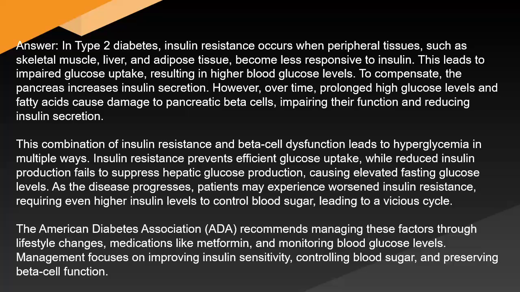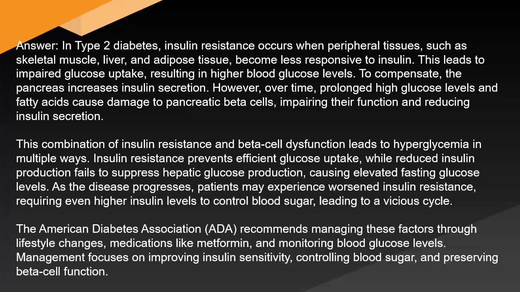To compensate, the pancreas increases insulin secretion. However, over time, prolonged high glucose levels and fatty acids cause damage to pancreatic beta cells, impairing their function and reducing insulin secretion. This combination of insulin resistance and beta cell dysfunction leads to hypoglycemia in multiple ways.